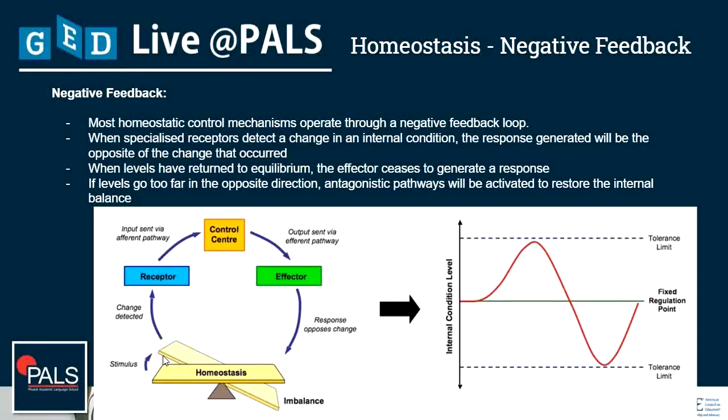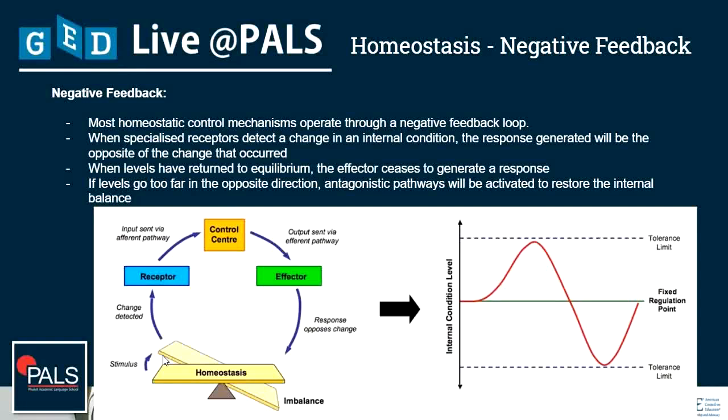So most homeostatic control mechanisms operate through negative feedback loops. When specialized receptors detect a change in internal conditions, again like body temperature, temperature receptors in our brain, or pH receptors, or carbon dioxide concentration receptors. If changes are detected which go away from the set point, which go away from the optimum, the response generated will be the opposite of the change that occurred. When levels have returned to equilibrium, the effector ceases to generate a response, so it stays in balance, and if levels should go too far in the opposite direction, then an opposite and antagonistic pathway will be activated that does the opposite. So in the end, negative feedback always leads the system back to balance.